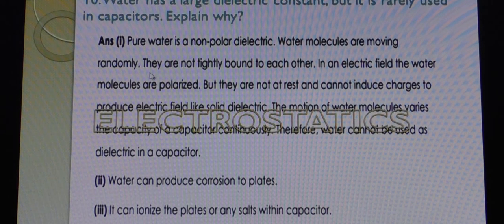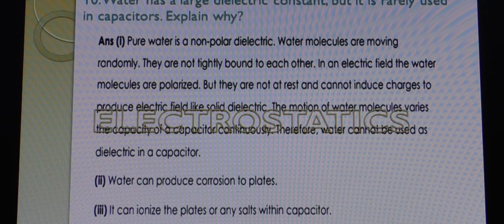Water molecules move randomly, but we all know water, as compared to a solid, has molecules with a greater degree of motion. They are not tightly bound to each other. In an electric field, the water molecules are polarized. Okay, let's see.